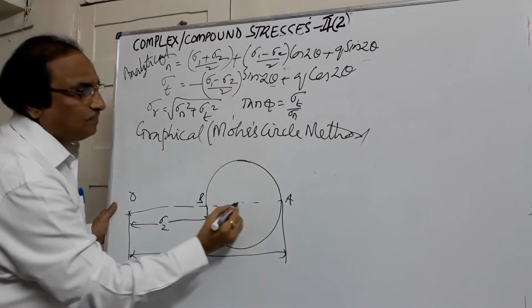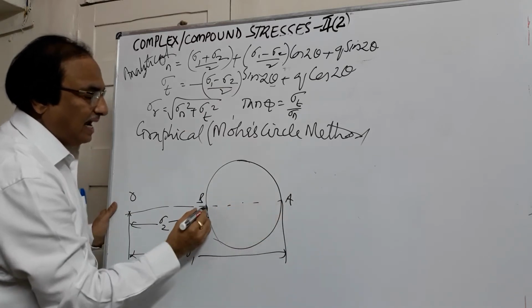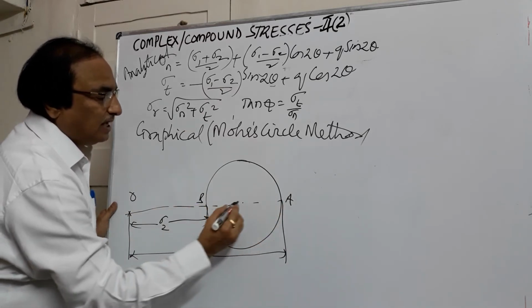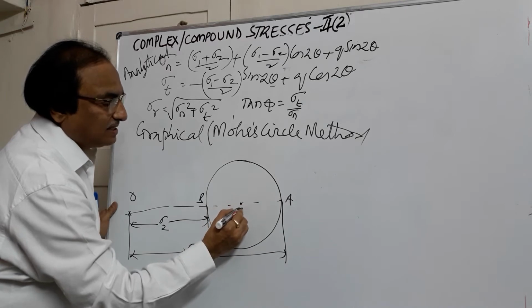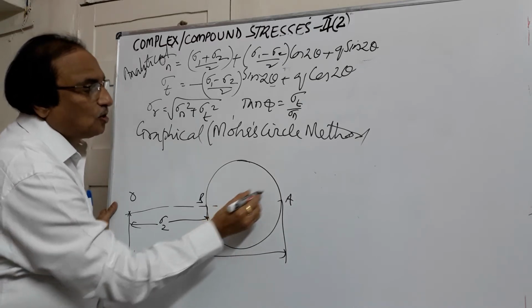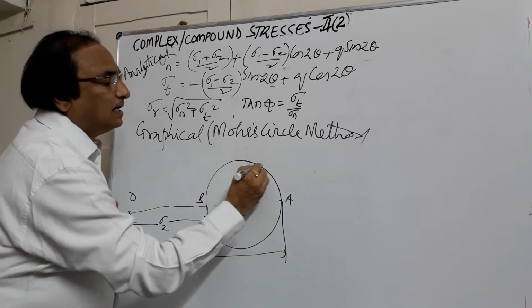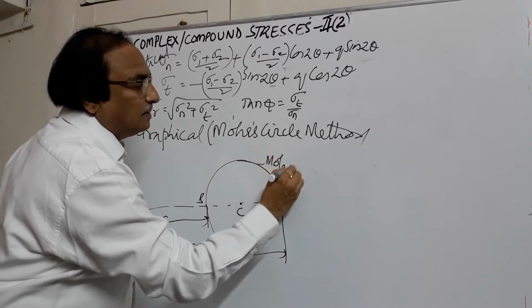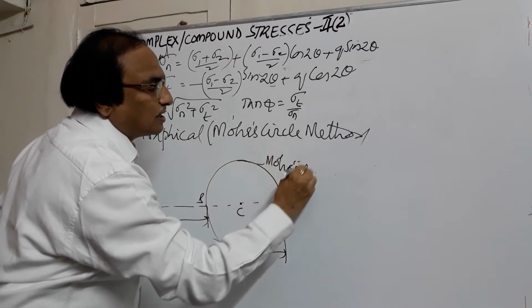Now my aim is to find the normal stress and tangential stress on a plane making an angle theta. When you plot A and B on a line, with AB as diameter and C as the center, you draw a circle. This circle is known as the Mohr circle.